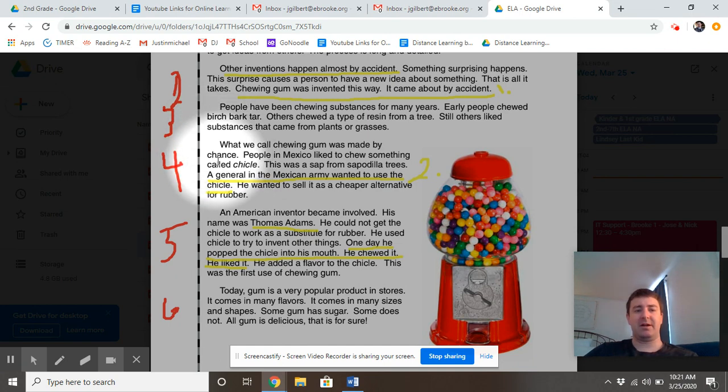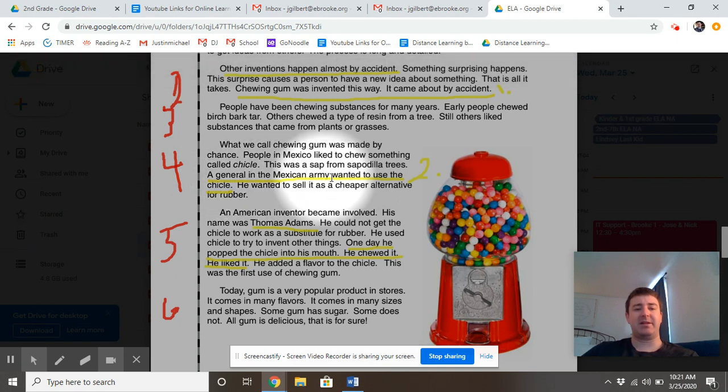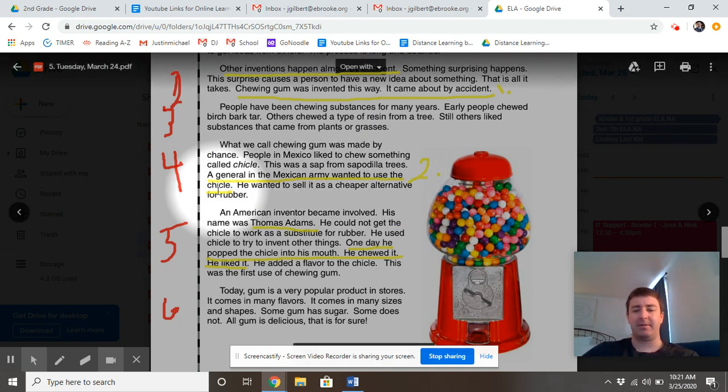So if you come down here right now to paragraph number 4, I'm going to read it so I can remind myself and think aloud to you so you know exactly what my thoughts are. Paragraph 4 says, what we call chewing gum was made by chance. People in Mexico like to chew something called chicle. This was a sap from the sapodilla trees. Here's the piece that we pulled out. A general in the Mexican army wanted to use the chicle. He wanted to sell a cheaper alternative to rubber.